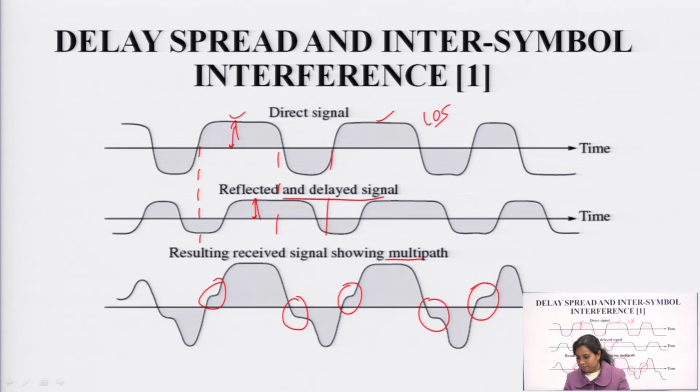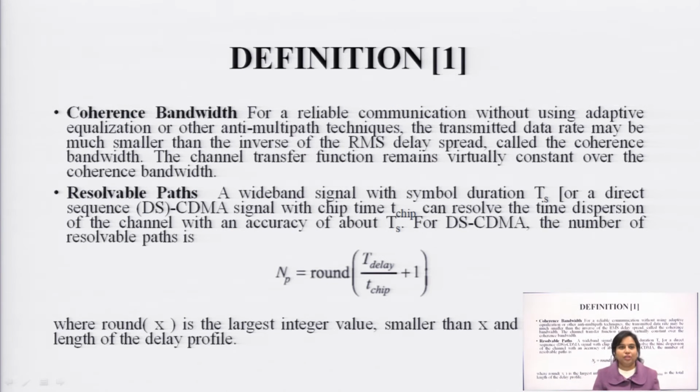Now, next are some of the definitions used to study small scale fading. The first one is the coherence bandwidth. For reliable communication without using adaptive equalization or other anti-multipath techniques, the transmitted data rate may be much smaller than the inverse of the RMS delay spread. RMS delay spread is the root mean square value calculated from the delay spread shown in the previous slide. This is called the coherence bandwidth. The channel transfer function remains virtually constant over the coherence bandwidth.